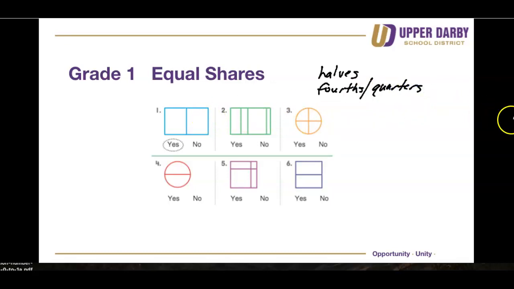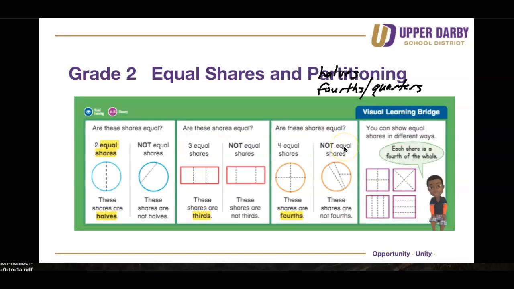They present them with a shape that's already partitioned, and they ask whether it's fair or not. So, for example, this is fair, this is fair, this is not, this is not, this is fair, this is fair. So they get the kids to start building the understanding that if we're talking about fourths, you have to have 4 equal groups. If we're talking about halves, we have to have 2 equal groups. So that is basically just grade 1. Believe it or not, that's it.